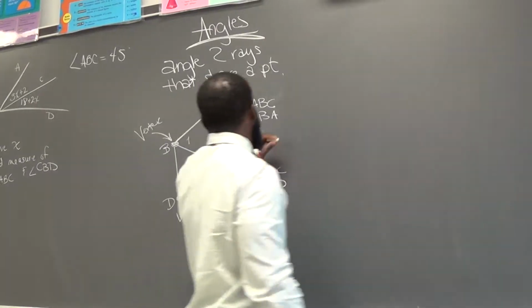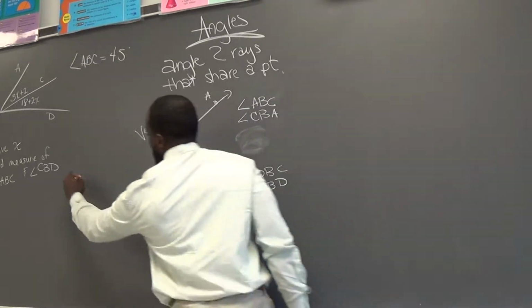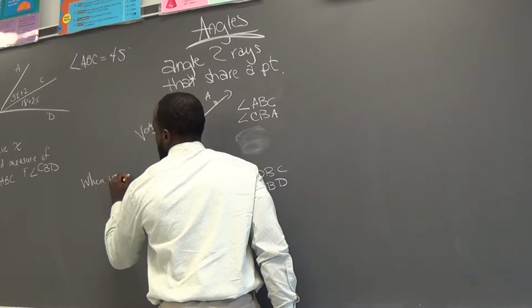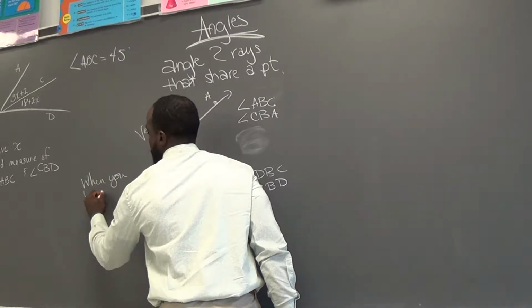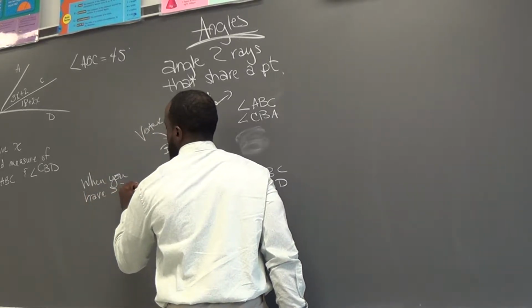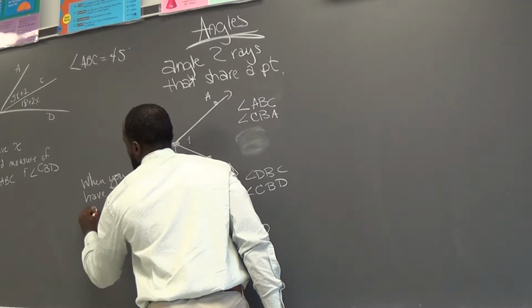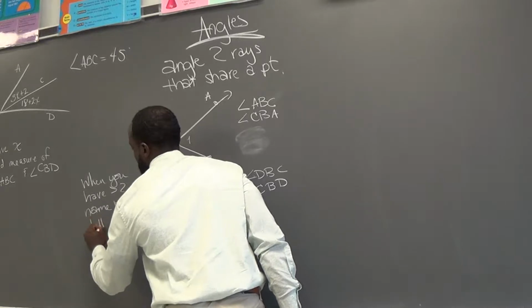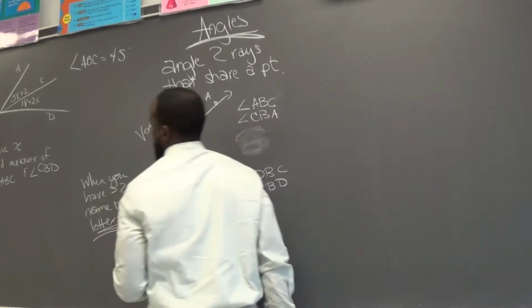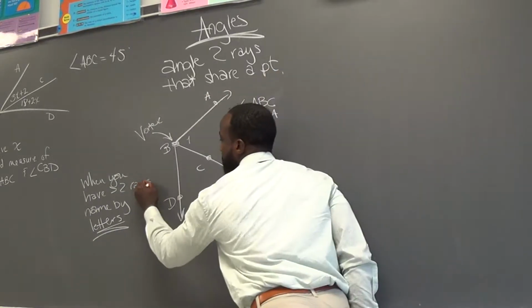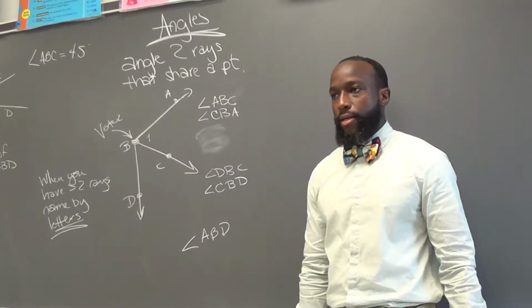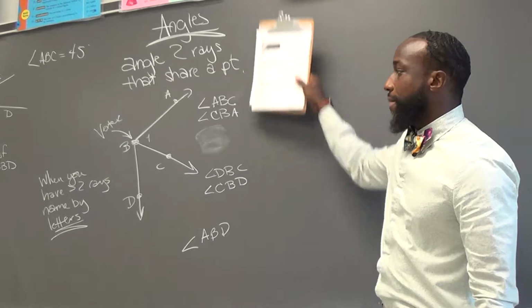All right, so let's write that down. When you have more than two rays, you name by letters. All right, when you have more than two rays, name by the letters. Okay? We good so far? All right, so that's just naming angles.